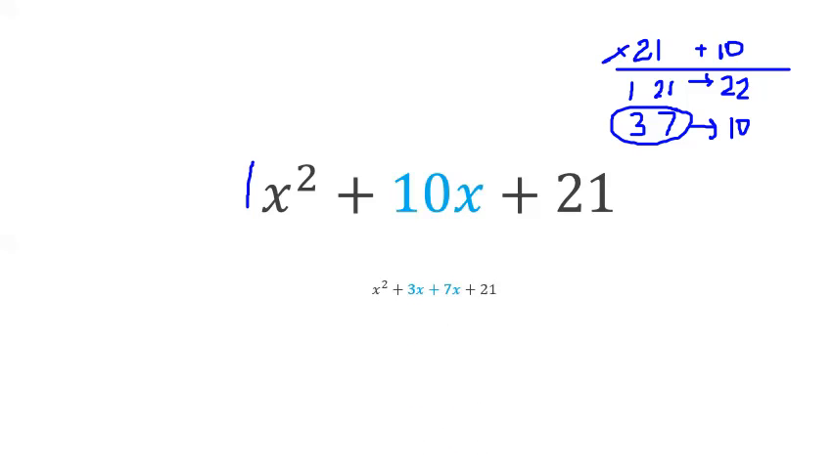So when we break that middle term up, we can now look for a GCF between our first two terms and our last two terms. So between x squared and 3x, we can take out a GCF of x, and we're left with x plus 3. And between 7x and 21, we can take out a GCF of 7, and we're left with x plus 3. We can now see that our brackets are the same. So we take out our GCF of x plus 3, and we're left with x plus 7.